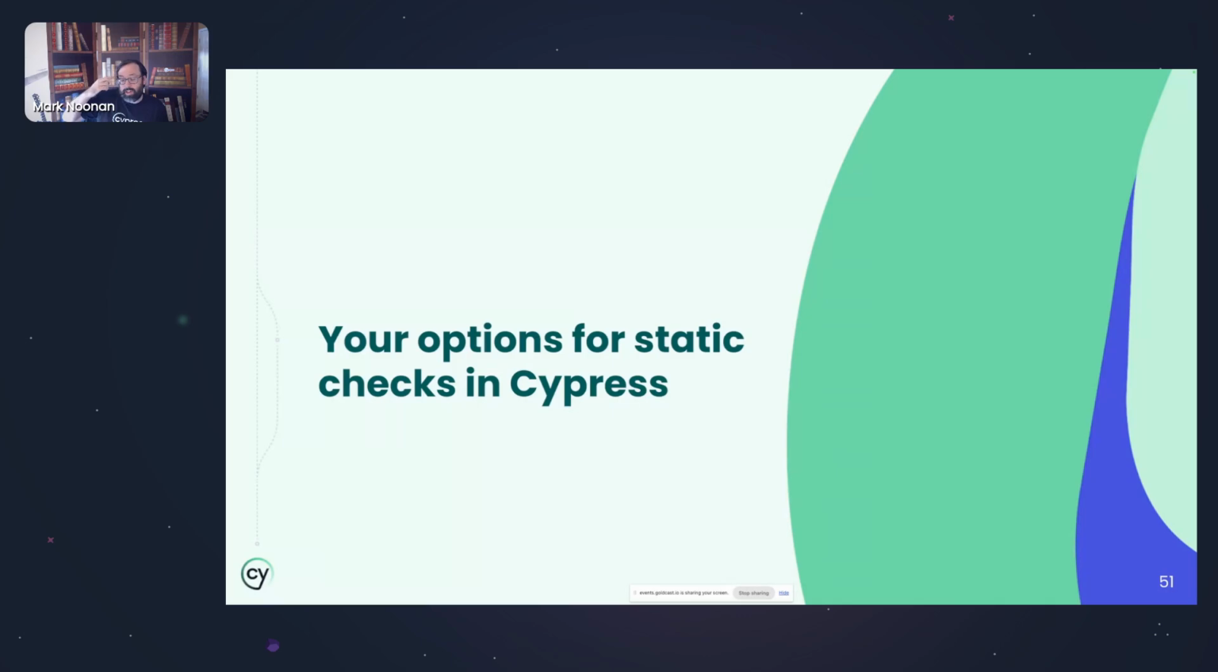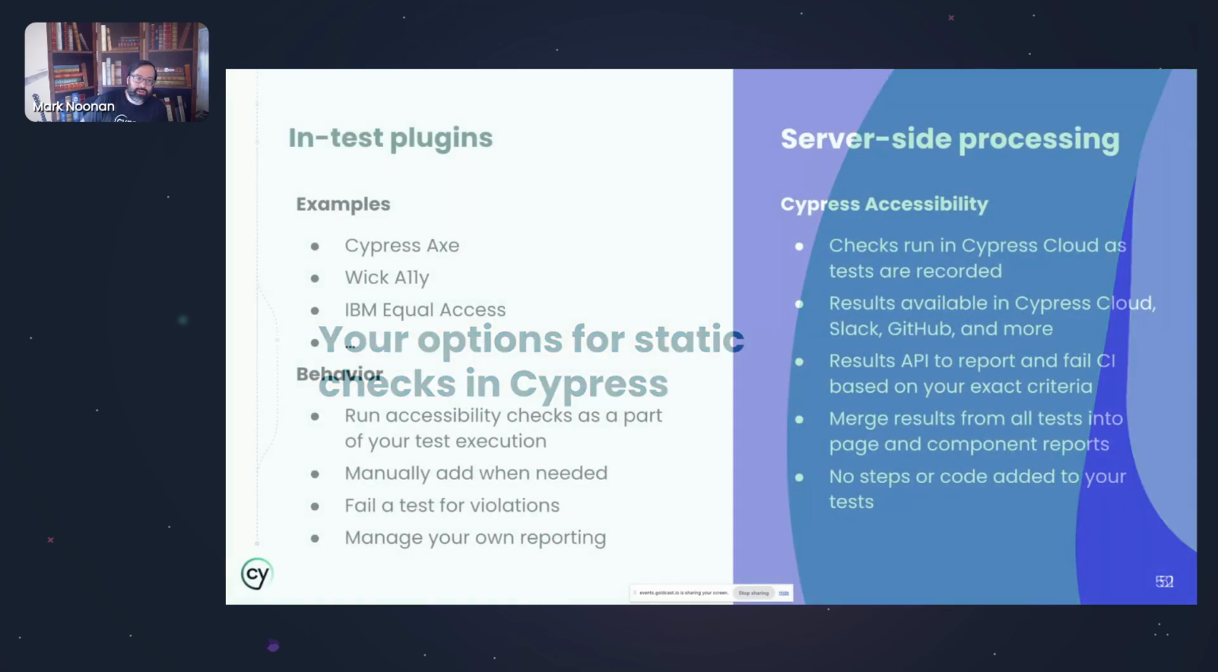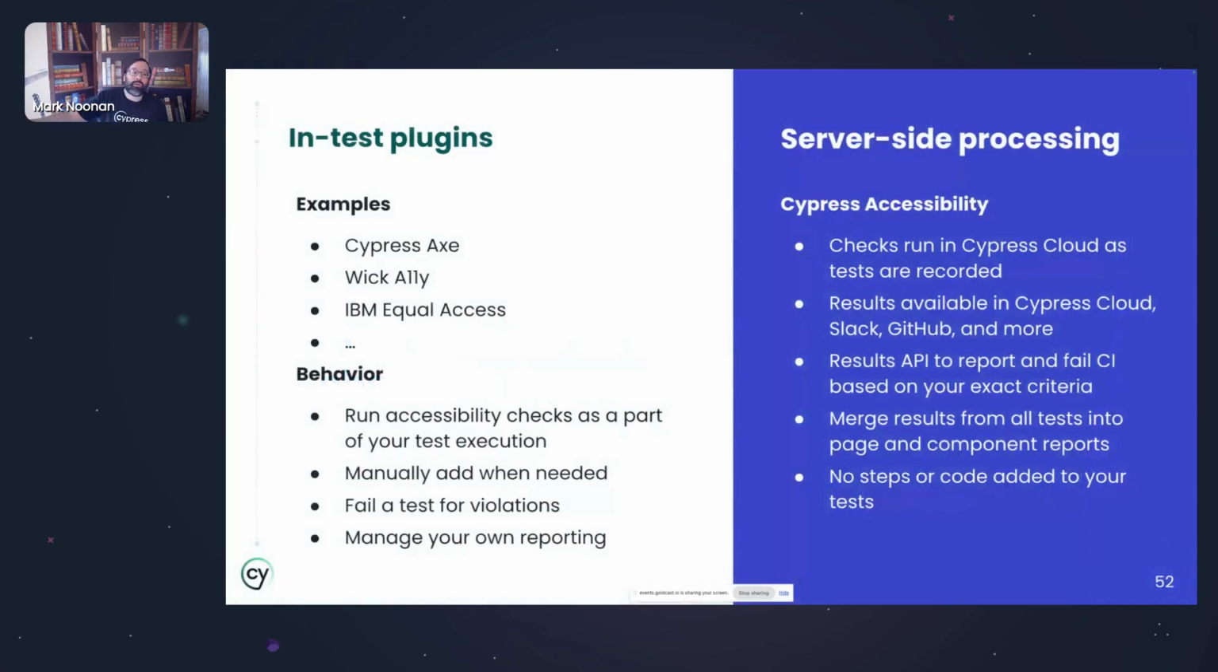So these types of static checks that we just showed that reveal things with Axe Core, you have really two paths you can do in Cypress. What I showed was Cypress Accessibility in the cloud. The state of the art until now has been doing things in the test. So that's what we've got on the left-hand side here. Cypress Axe is a package that's been around since 2018, and it's been the standard way to run accessibility tests in Cypress, I would say.